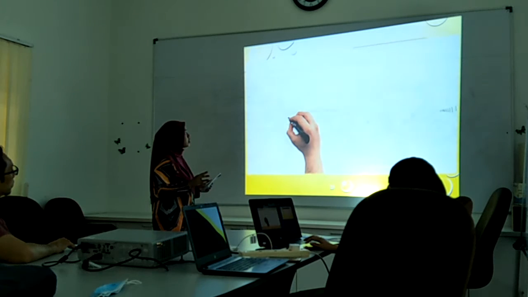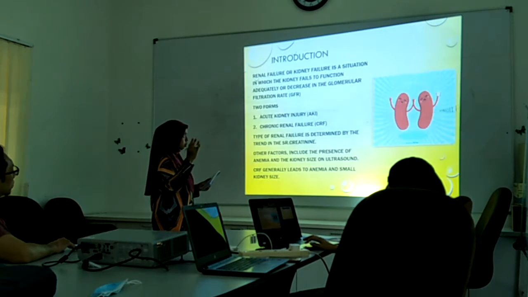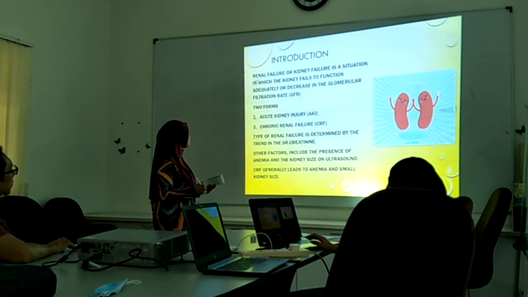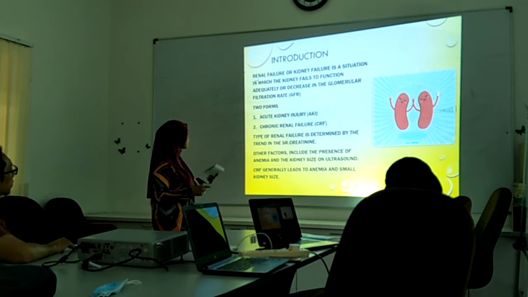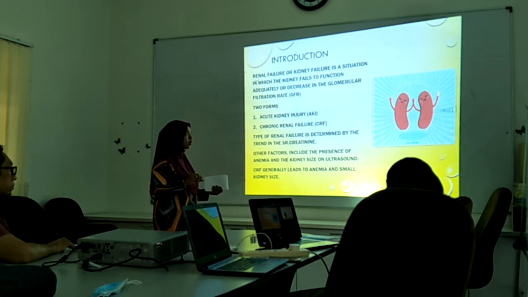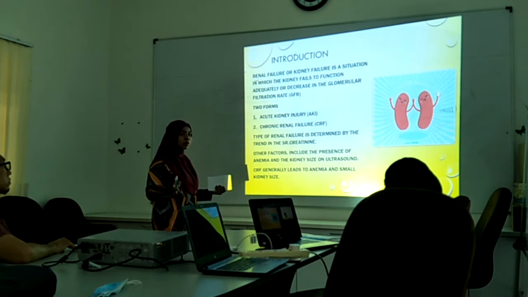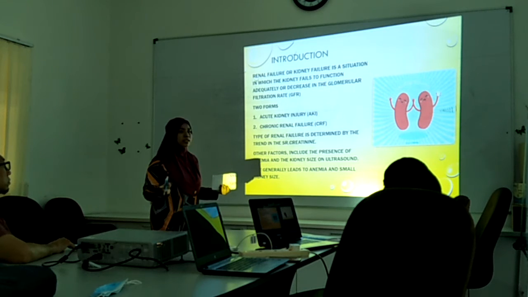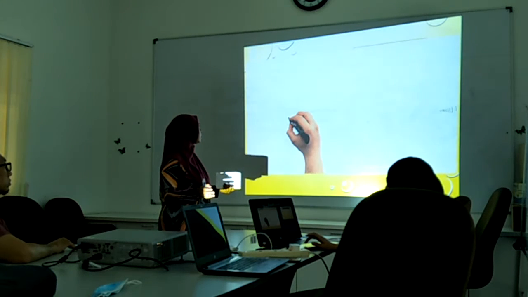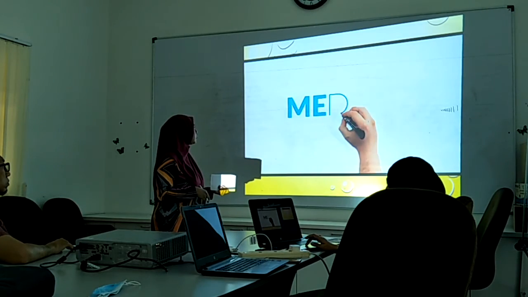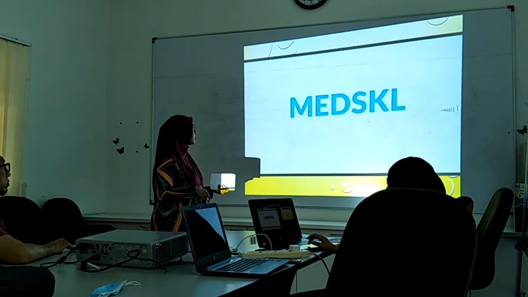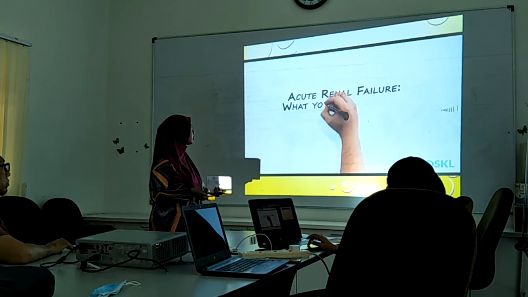Okay, let's go to chronic renal failure. The signs of chronic renal failure we can observe in a patient are anemia and small kidney size. Okay, next. There is a video for acute renal failure, a simple video to make you understand more about acute renal failure.